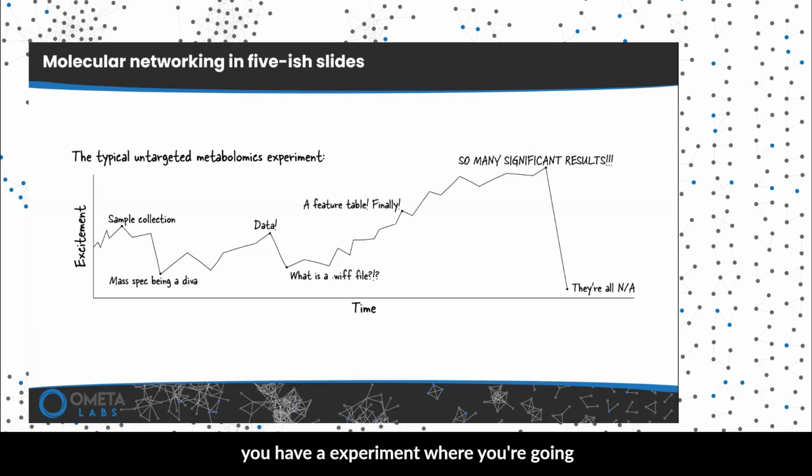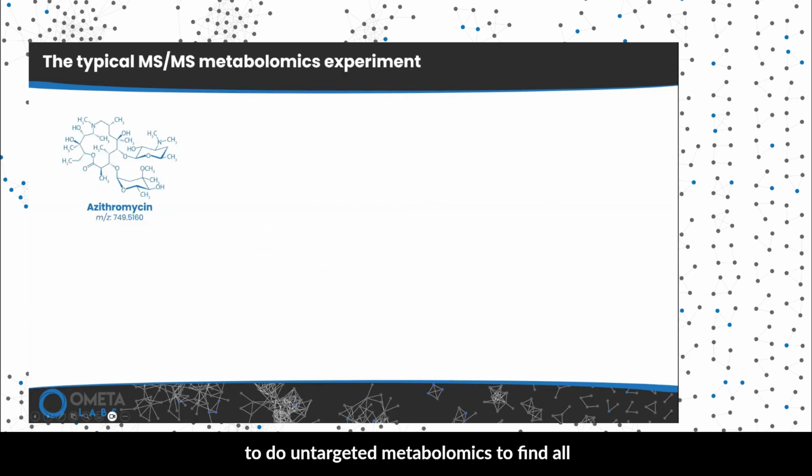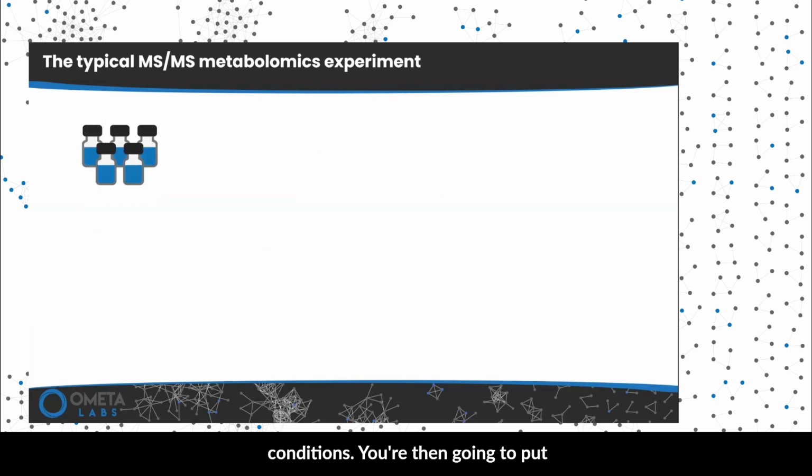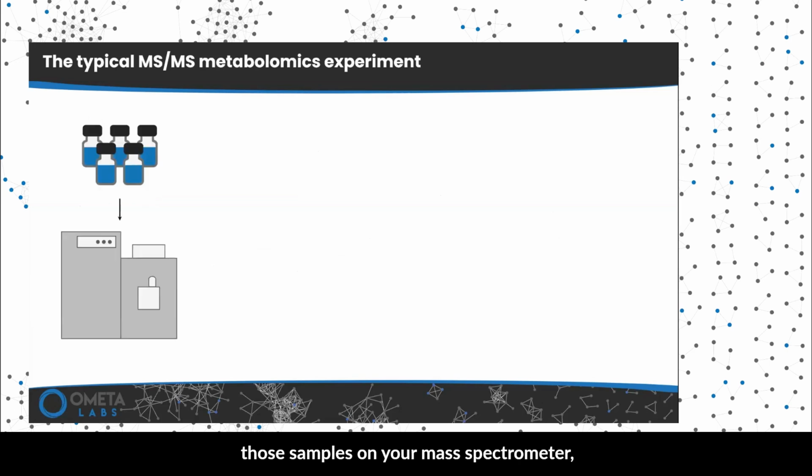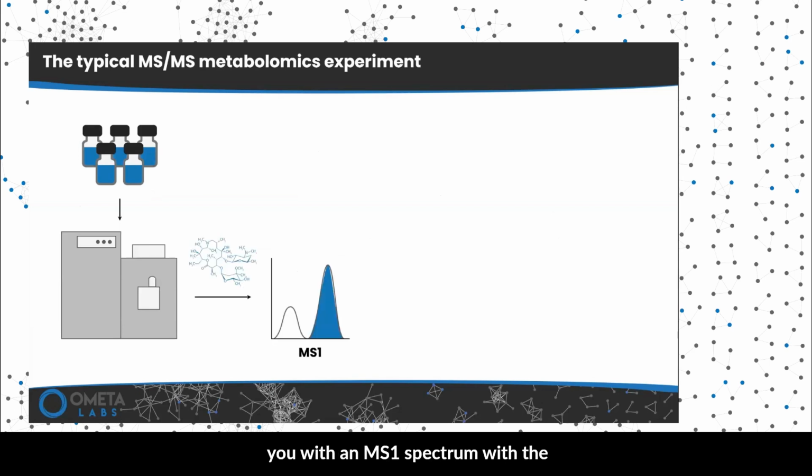So let's say you have an experiment where you're going to do untargeted metabolomics to find all of the possible metabolites of the drug azithromycin. The first thing you're going to do is collect a bunch of samples under different conditions. You're then going to put those samples on your mass spectrometer, and that mass spectrometer will provide you with an MS1 spectrum with the mass and retention time of all the metabolites in your sample. Now, this MS1 spectrum can tell you the chemical formula of your metabolite. It can also give you the relative abundance of that metabolite between samples, and it provides the retention time.